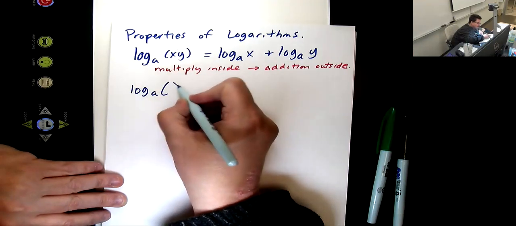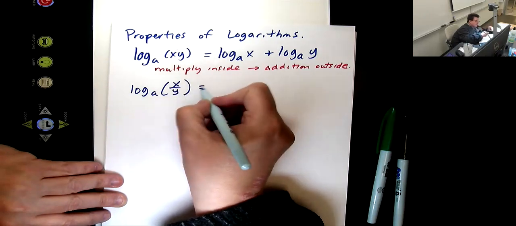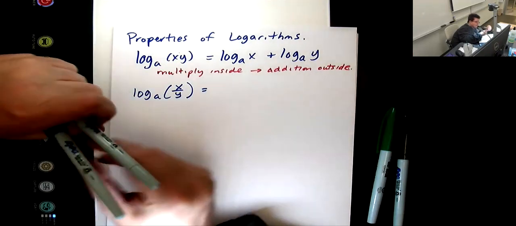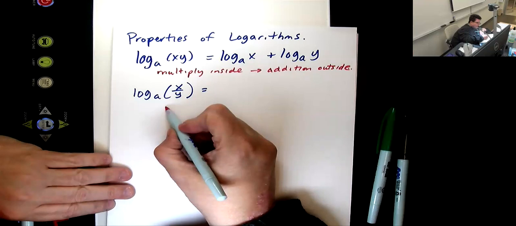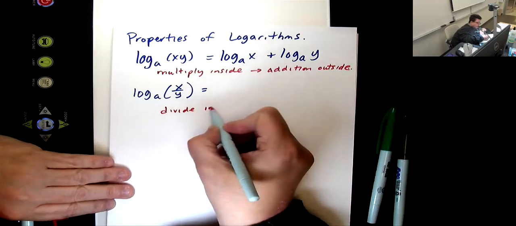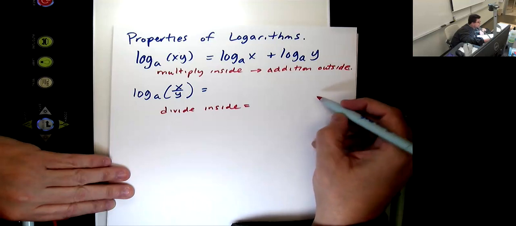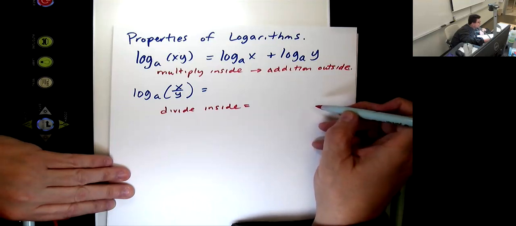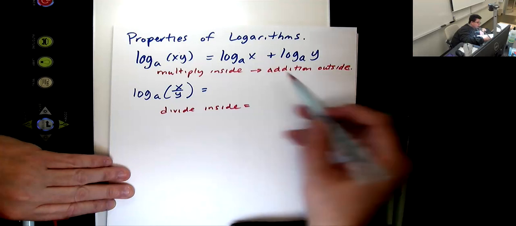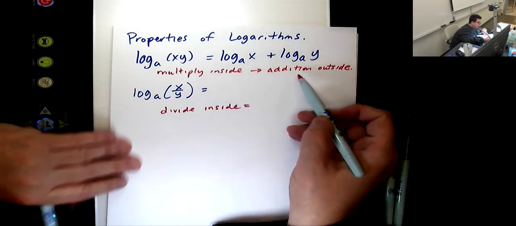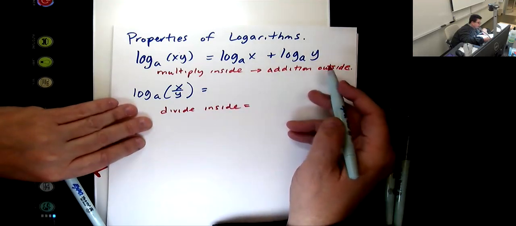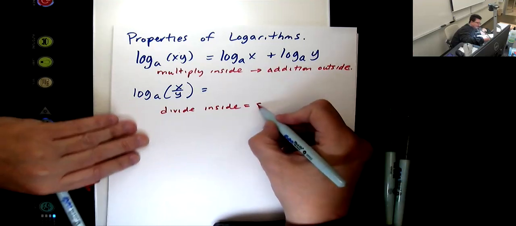So if I have X over Y, I have divide inside. Guess what that leads to outside? Log A X, log A Y. Close, but not quite. Multiply turned to addition, so divide turns into subtraction: log A X minus log A Y.